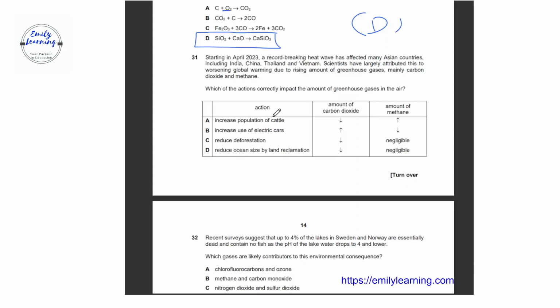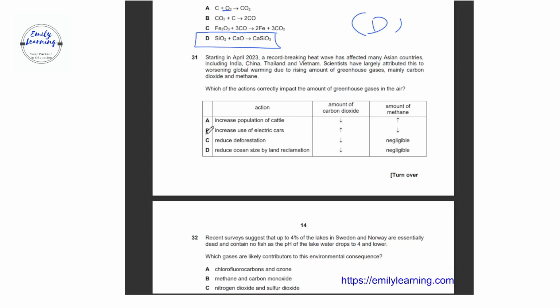So increased population of cattle, when you have more cattle, there'll be more methane produced, and at the same time, there'll be more carbon dioxide being produced. So A is wrong because the amount of carbon dioxide should also increase. Increased use of electric cars, they say that it increased carbon dioxide, decrease methane. If you use a cleaner form of energy source, the amount of carbon dioxide will decrease. So this is wrong.